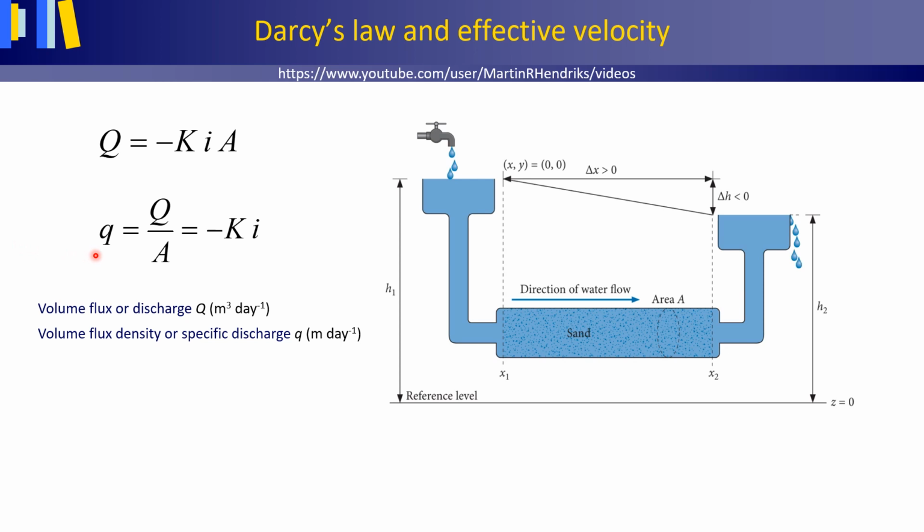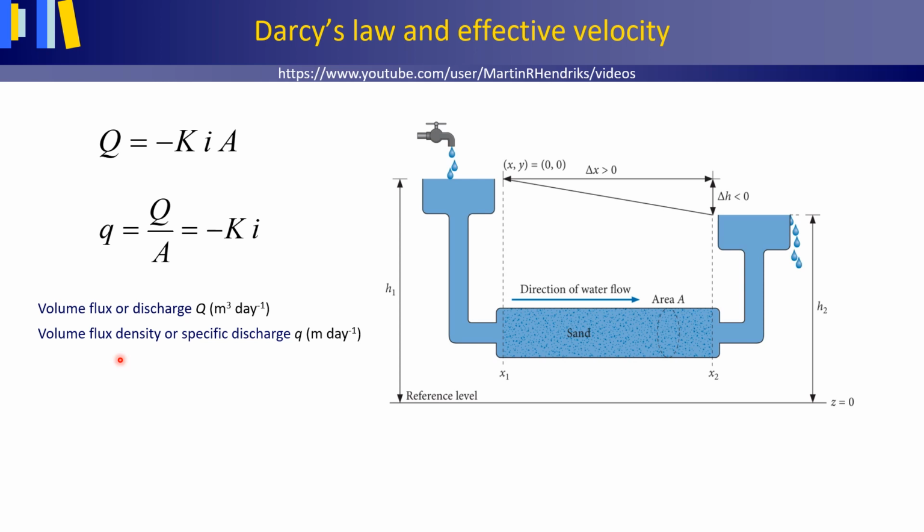Small q is large Q divided by the area A perpendicular to flow, and thus in meter per day. Small q in meter per day may be mistaken for a velocity, but remember that groundwater flow is only through the pores of area A and not through the area A in full. Therefore, small q, despite its unit of meter per day, is not a velocity. We call small q the volume flux density or specific discharge of the groundwater flow.